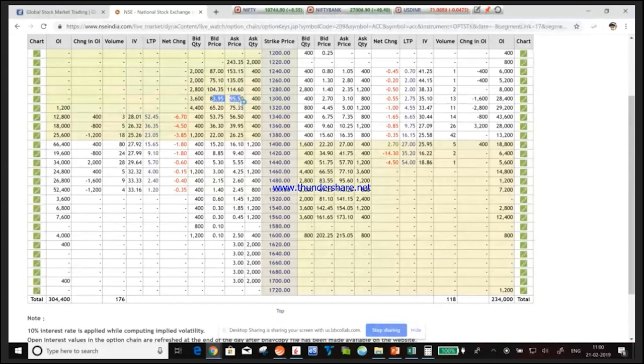All right. Options is all about how I can manage my risk. That's it. You manage your risk, you are set. You don't manage your risk, you are donating.